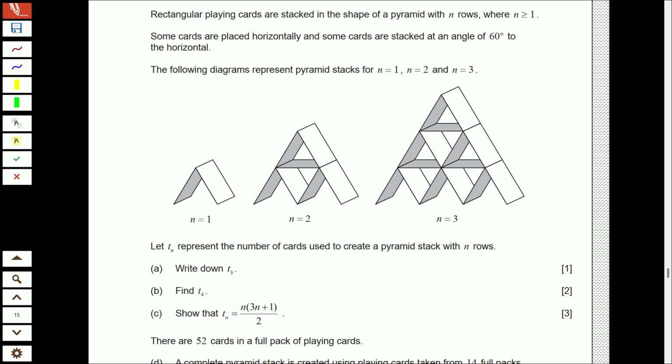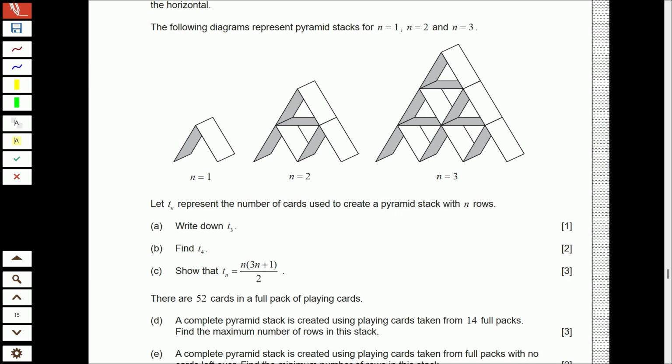Write down T3. As you see in the following diagram, at the first step there are two cards, at the second step there are 2 plus 5, and at the third one there is 1 plus 5, and I'm using the other extra cards: 1, 2, 3, 4, 5, 6, 7, 8. So we can say that T3 equals 15.